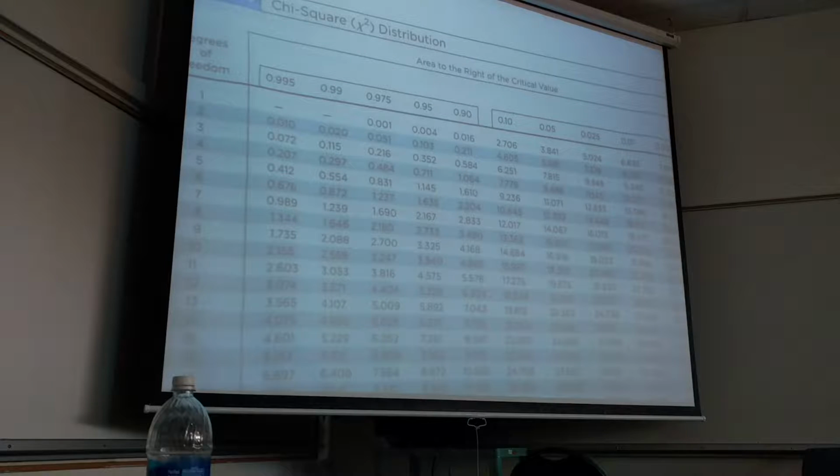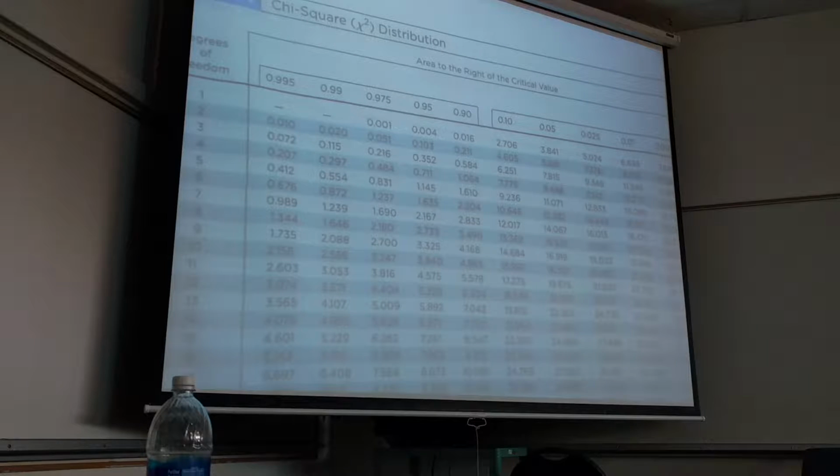So what's the degrees of freedom going to be? Thank God it's the same thing we always say. 17. And let's say that I want to use a level of significance of 0.01.